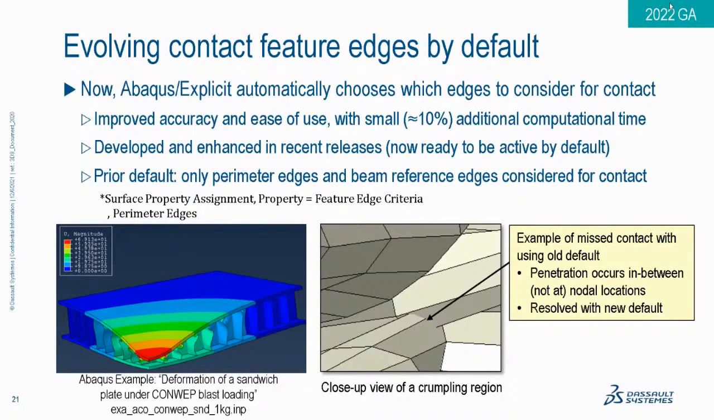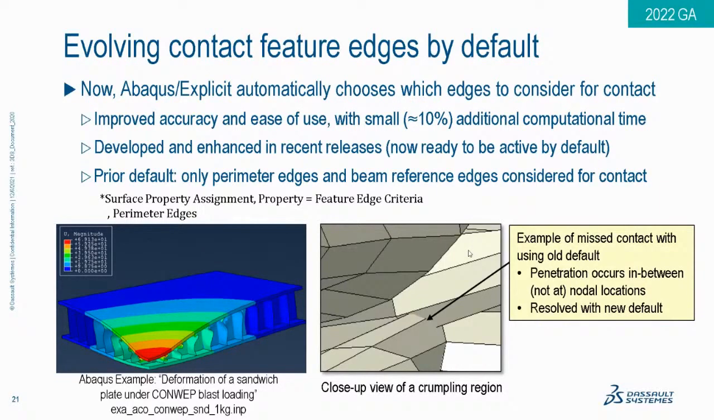The idea is there are many scenarios where feature edges are important to accurately resolving contact. The default had been to evaluate feature edges in the initial configuration of the model. What can happen sometimes, though, as models deform, is that feature edges evolve and come into existence, and those feature edges would not be taken into account. And that would result in non-physical penetrations, for example, what you're seeing here in this picture in the middle. So our solution to that was to introduce a capability where the feature edges evolve as the analysis proceeds.